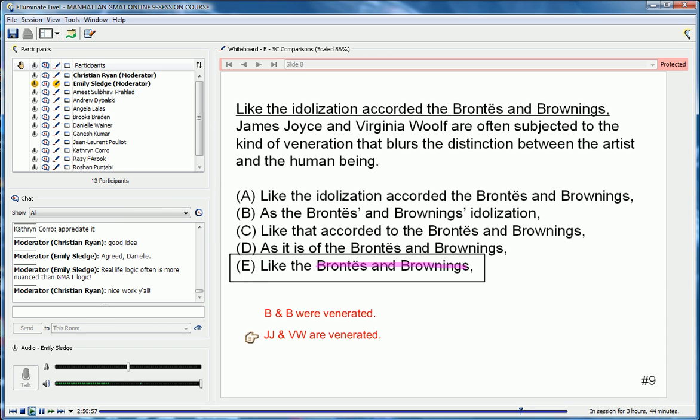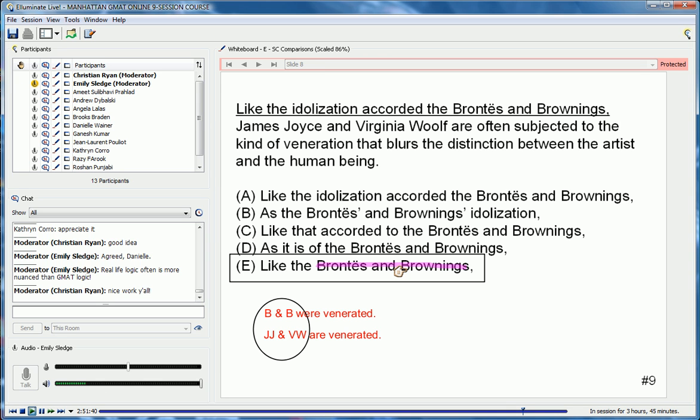But if you're saying the same thing about both sets of people, the most efficient way to make this comparison is just to say the people were like each other in some respect, and only say what that respect was once. So the later part of this sentence, are often subjected to the same kind of veneration. In choice E, we're saying Brontes and Brownings are subject to the same kind of veneration. We're also saying the same thing about James Joyce and Virginia Woolf. It's a straight-up noun comparison. Authors are like authors. Smile if you're okay with that. We'll look closer at why the others are wrong, grammatically speaking, in just a minute.